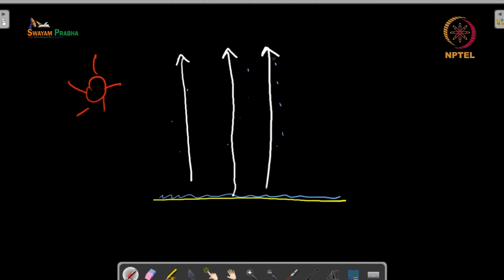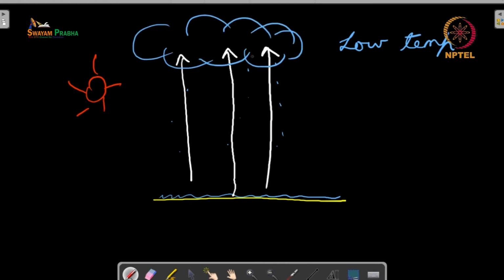Now we know that as we move up, the temperature reduces. So here you have a low temperature, and in this low temperature, this water vapor condenses. When it condenses, it forms clouds in this area. And when the clouds get formed, and when you have a lot of moisture that is moving into the clouds, the air becomes supersaturated and then it starts to condense here.